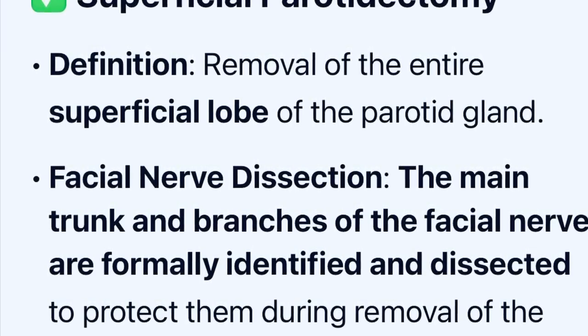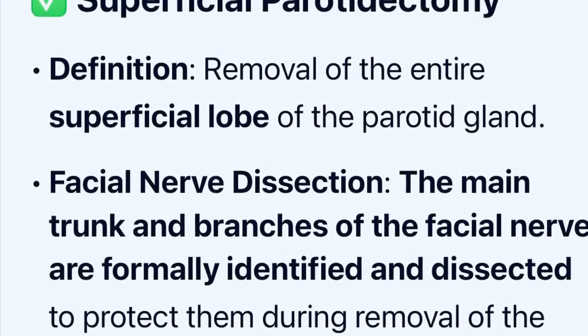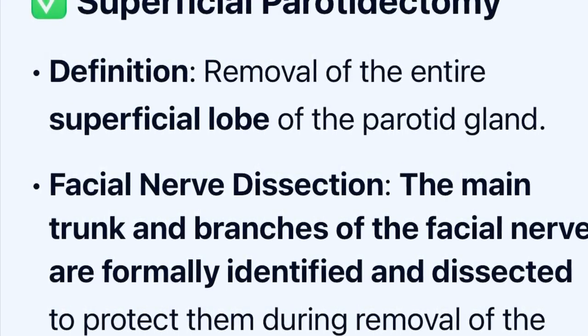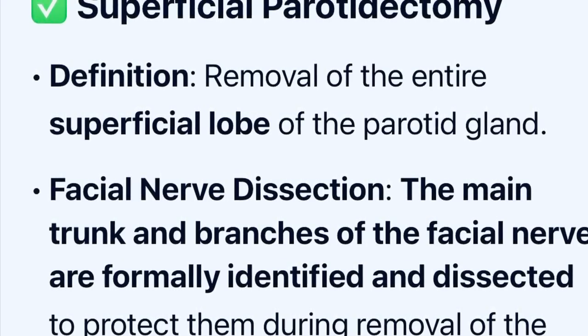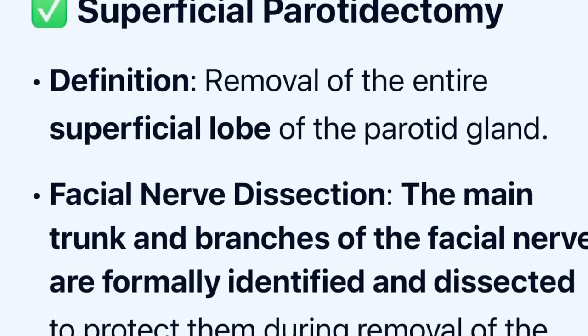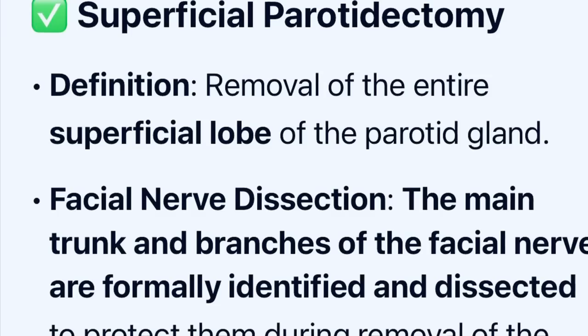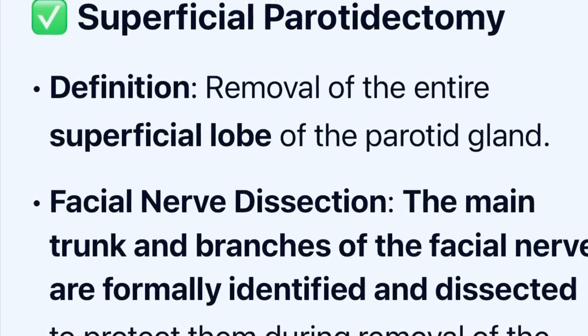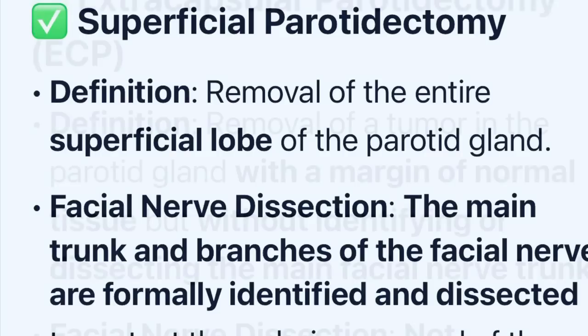In this, facial nerve dissection is done. The main trunk and branches of the facial nerve are identified and dissected to protect the nerve from the tumor removal. Indication is mainly pleomorphic adenoma or Warthin tumor. Advantage, it is safe and has a lower recurrence rate of the tumor. Risks are facial nerve weakness and Frey syndrome.